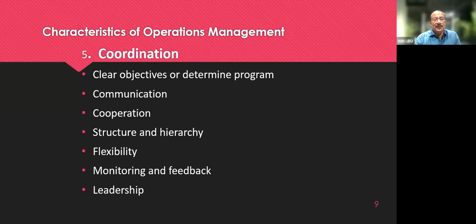And monitoring and feedback. We have already mentioned that along with coordination, monitoring also takes place, and what monitoring means here. And the leadership, we have already explained at this point what the leadership aspects are and what is required in them as well.